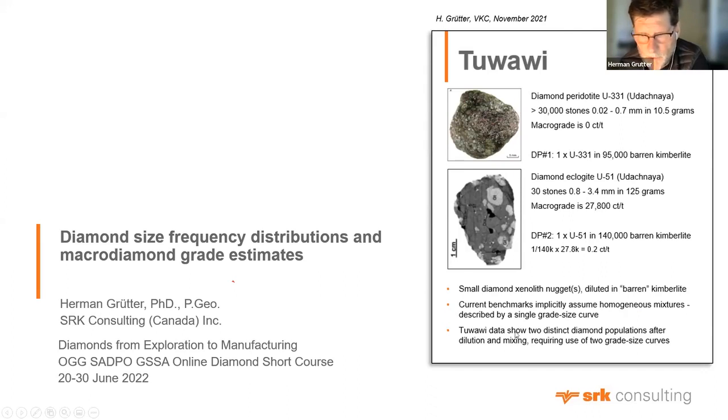And it forces us to recognize that there are 2 distinct diamond populations after dilution and mixing, which requires you to use 2 grade size curves in the microdiamond population. And how that differs from current application is that current benchmarks implicitly assume homogeneous mixtures described by a single grade size curve.